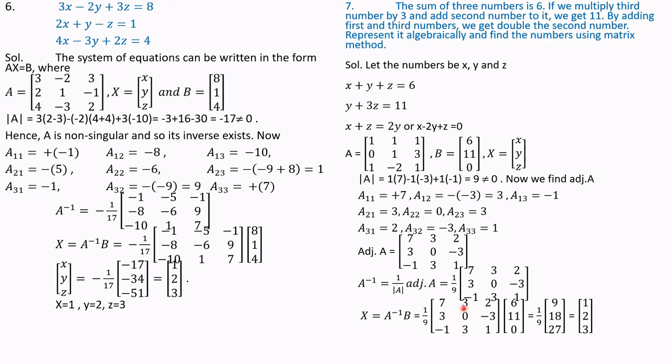If you multiply this, we get 1 by 9 of 9, 18, 27. Please multiply row by column: first row with the column, second row with the column, third row with the column. You get 9, 18, 27, and dividing by 9 we get 1, 2, 3. Therefore, x is equal to 1, y is equal to 2, and z is equal to 3.